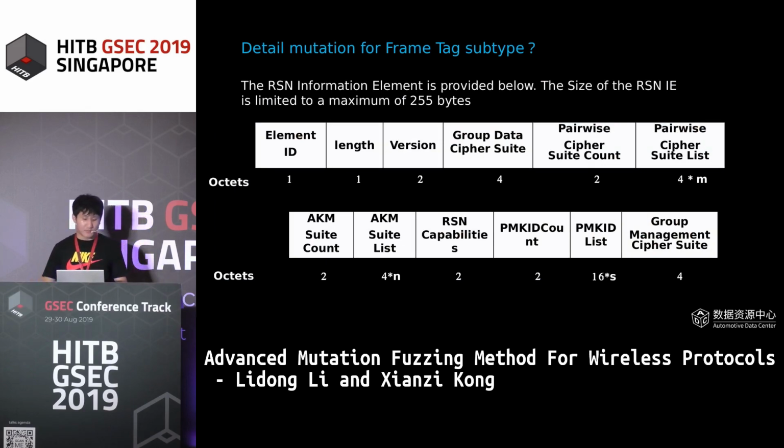Next, denial-of-service mutation for frame tag subtypes. Some information elements, parts of the 802.11 protocol specification, have subtype information, like the frame body. So we can make mutations in the frame body information format and known information format in this subtype information.